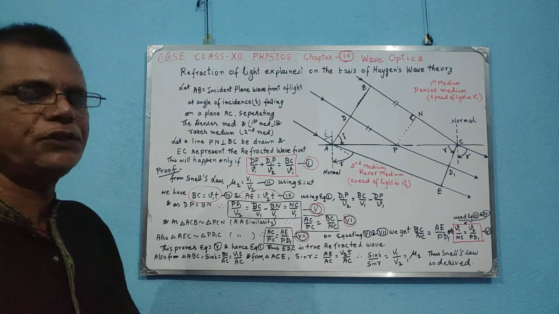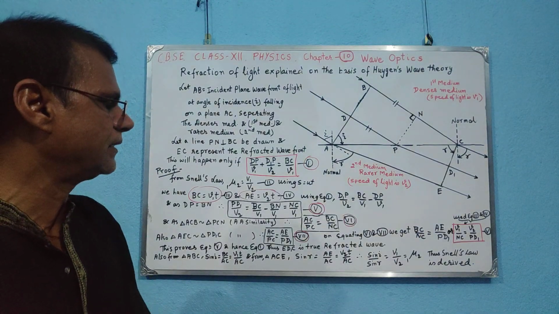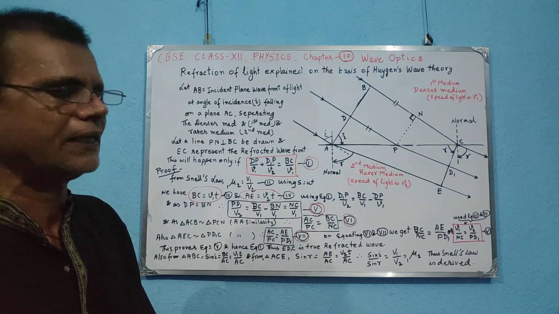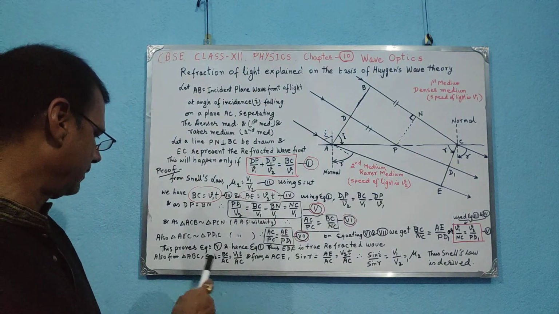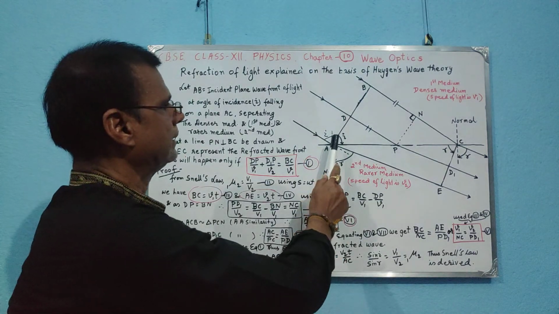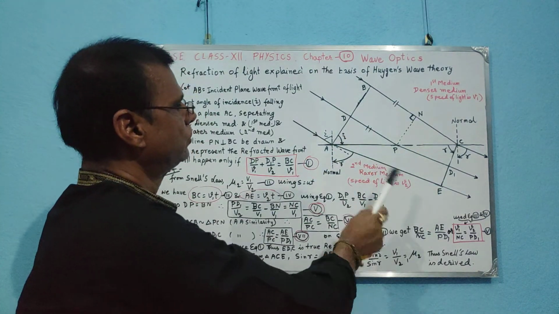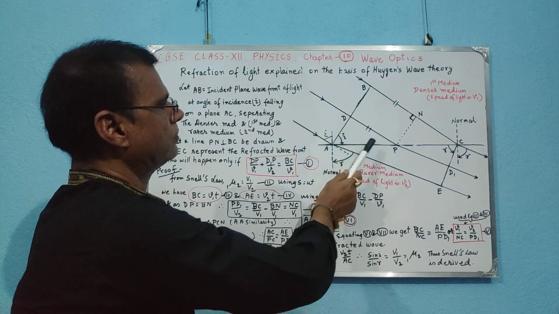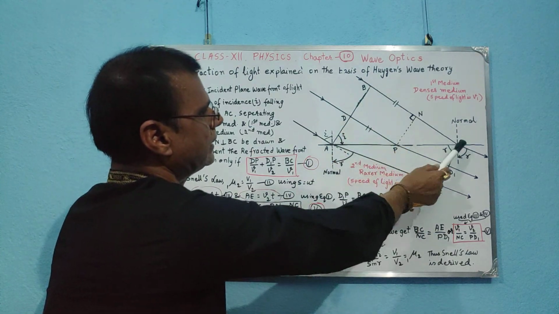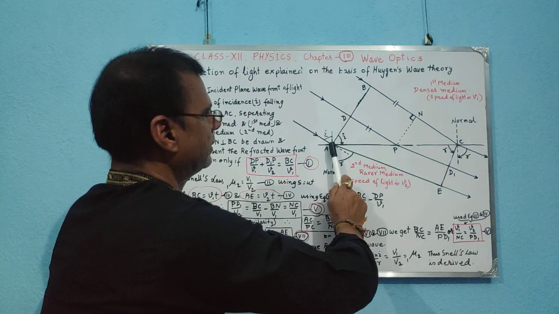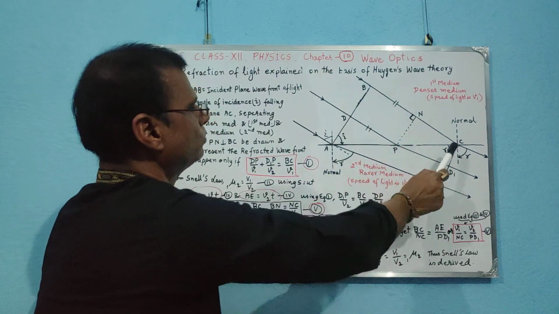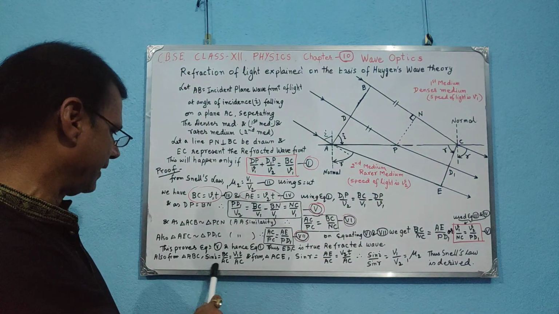Now we need to prove Snell's law. What is Snell's law? We have already learned that mu equals sin i by sin r. Now from triangle ABC, you see this is angle i. Sin i is equal to perpendicular, that is BC, divided by the hypotenuse opposite to the 90 degree, that is AC. So BC by AC gives the value of sin i.